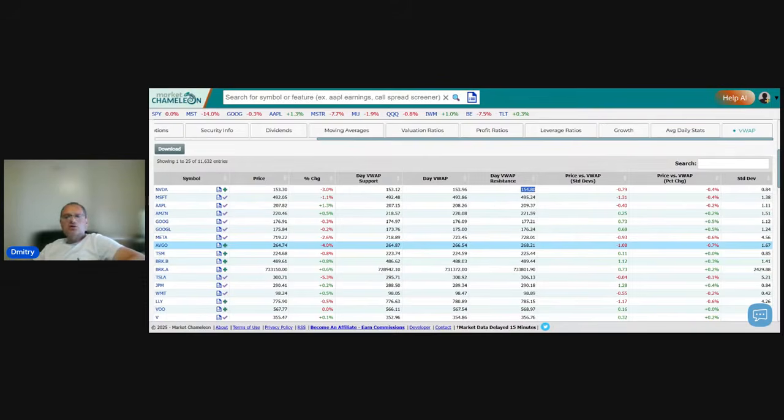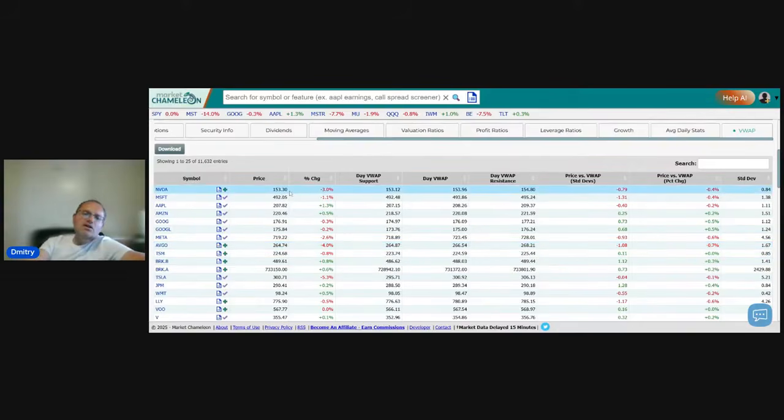And that's where we look at the standard deviation. So we see that NVIDIA is 153.30, right? So the 153.30 is within the expected range of 153.12 to 154.80. It's below the day's VWAP, but not way outside that expected range that it's been trading around.